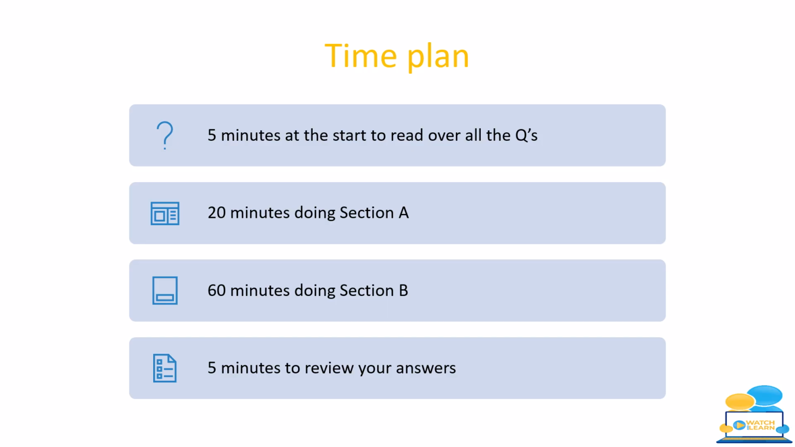If it's a topic that you find particularly challenging and you've learned off stuff just prior to the exam, you can write that on the paper as you're getting started. Figure out what questions are coming up. Some of them will be easier for you than others, and it will get you thinking about what's coming up. Spend 20 minutes doing Section A, 60 minutes doing Section B, and then at the end, it's really important that you spend at least 5 minutes reviewing your answers.